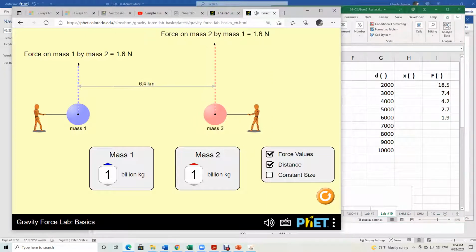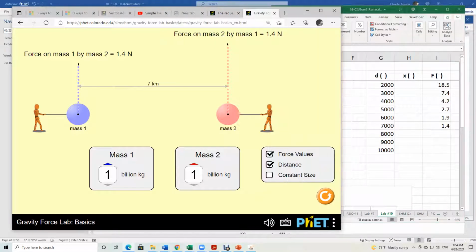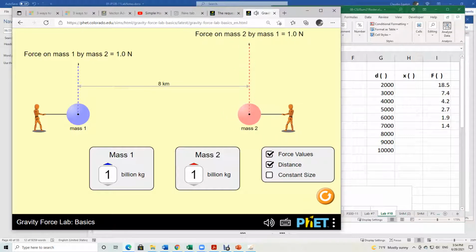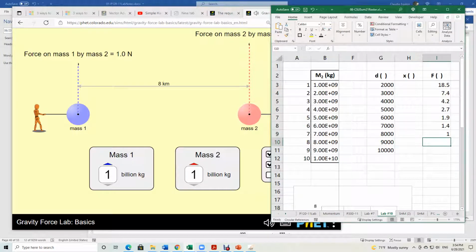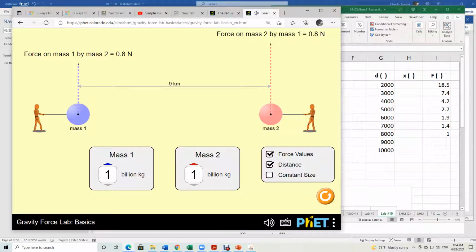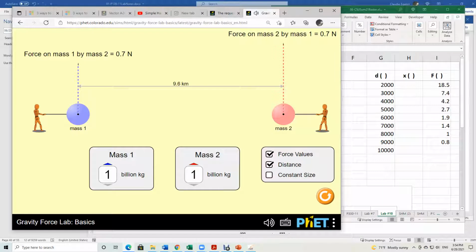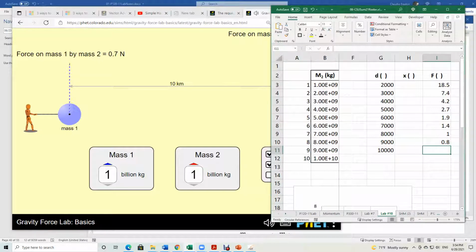7, 1.4. 8, 1. 9, 0.8. 10 kilometers apart. Oh, I reached the limit, so I gotta go to the other side. Okay, now I got it. 0.7. Okay.